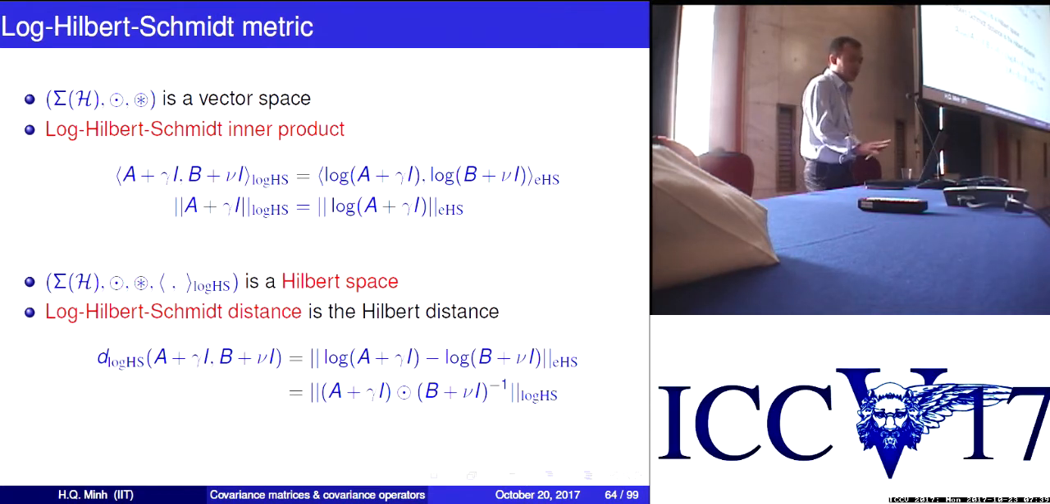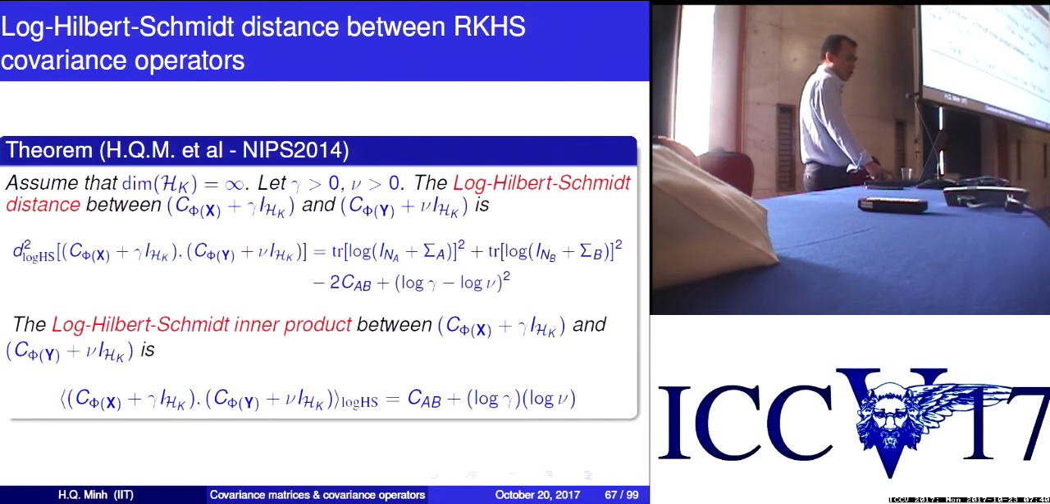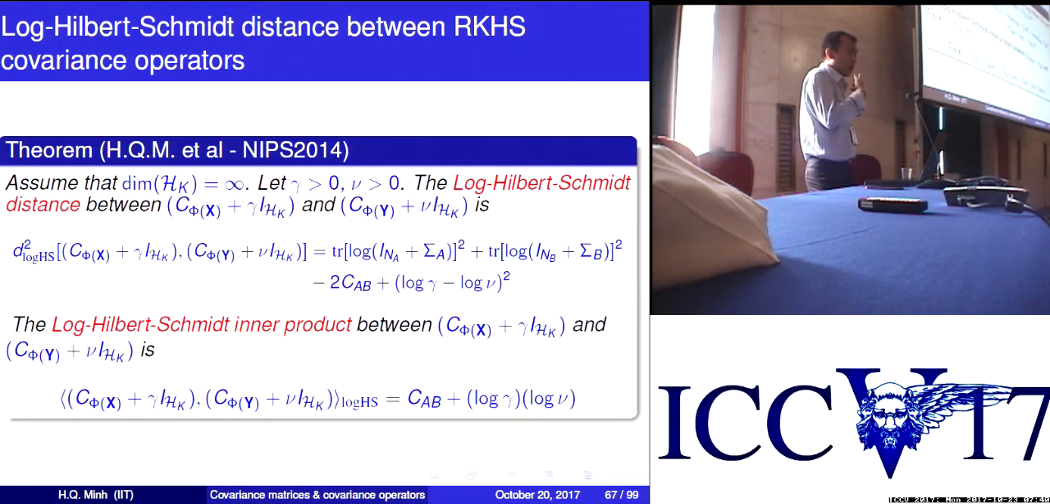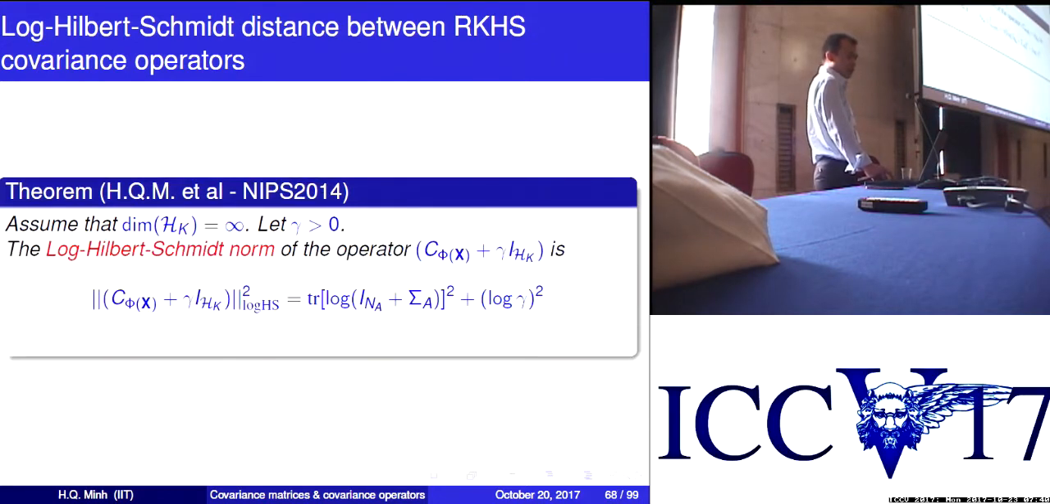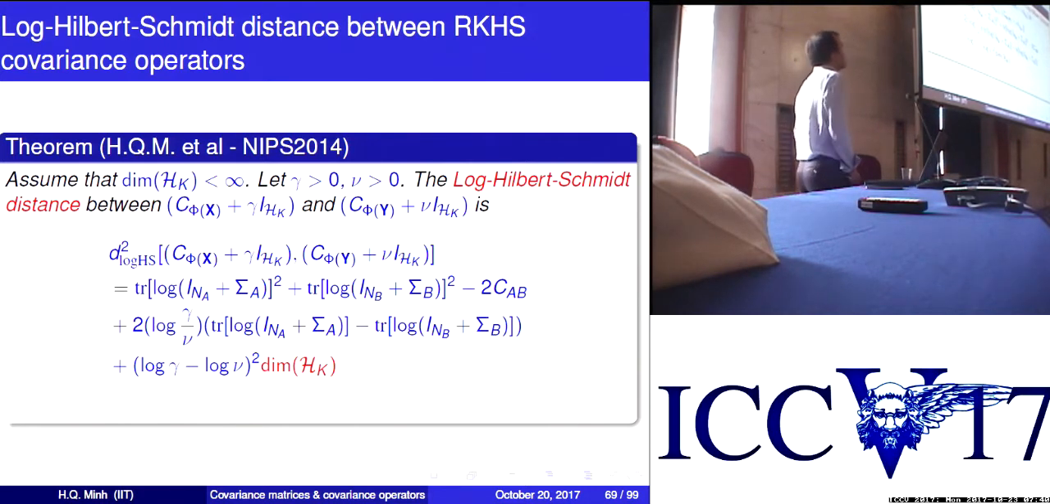So, as I said before, it's actually the same formulas. And then again, we have the closed form expression in terms of the Gram matrices. Okay, I'm not going to talk about these formulas. I'm just showing them because they're actually quite complicated, but they can be computed explicitly. There are explicit formulas for them in the case when the dimension of HK is infinite, for the Gaussian kernel, and the case when the dimension is finite, for the polynomial kernel. As before, the big difference here is that we have the dimension of HK appearing explicitly in the formula.